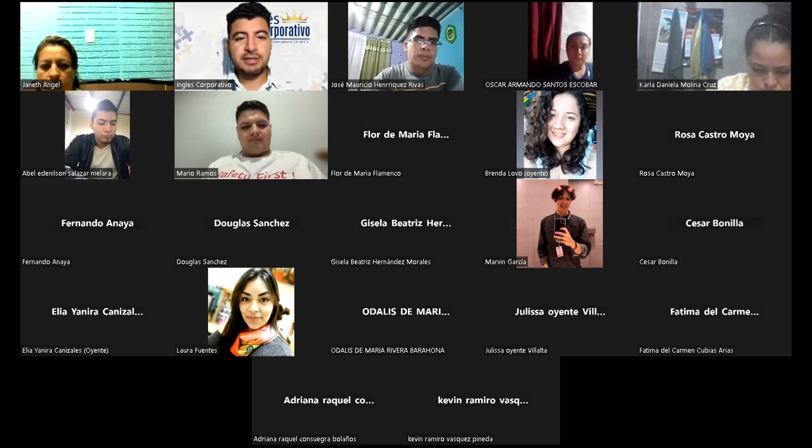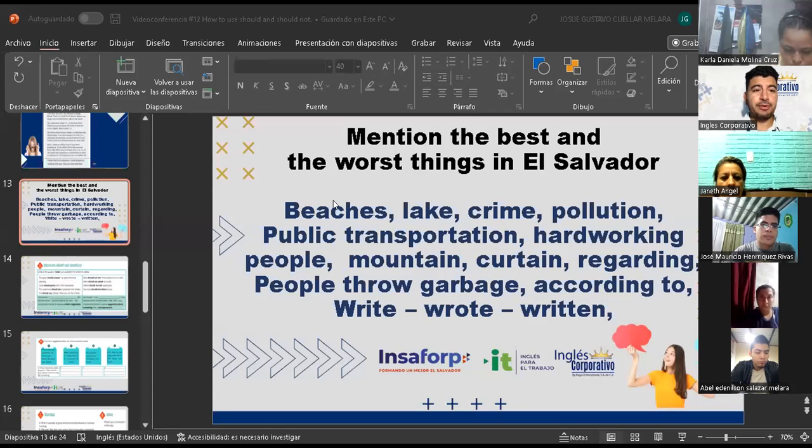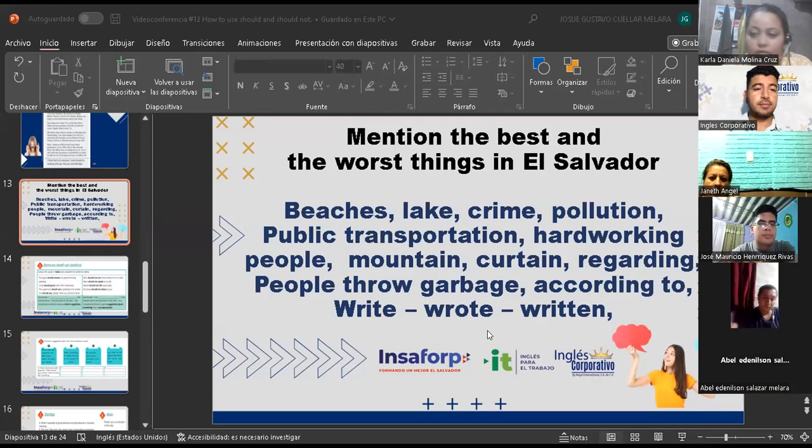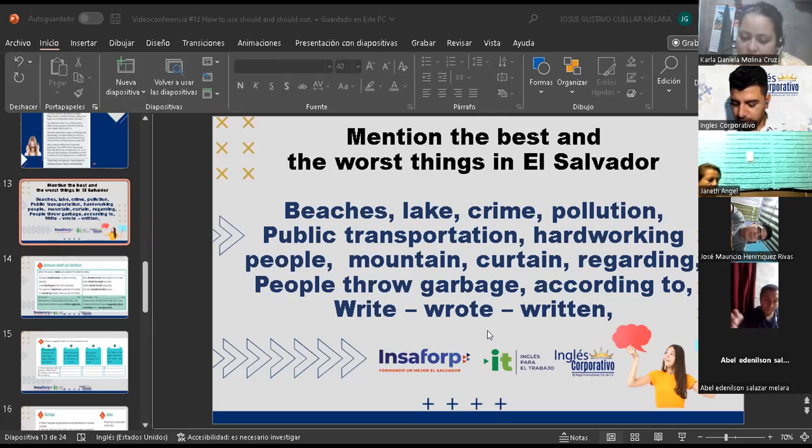Okay, we're going to continue with the speaking activity. Mention the best and the worst things in El Salvador. In this case, we're going to listen to Carly and then Laura. The best in El Salvador is the weather. The weather, variety, yes. Maybe the landscapes. We have a lot of perfect, beautiful landscapes here in El Salvador. Thank you, Carly. Yes, definitely.